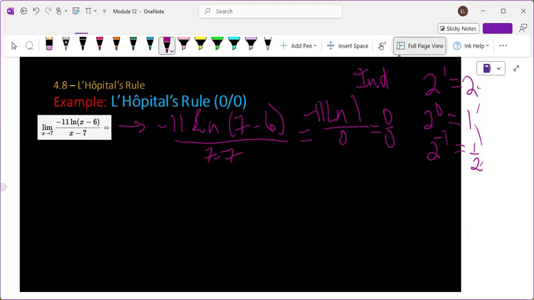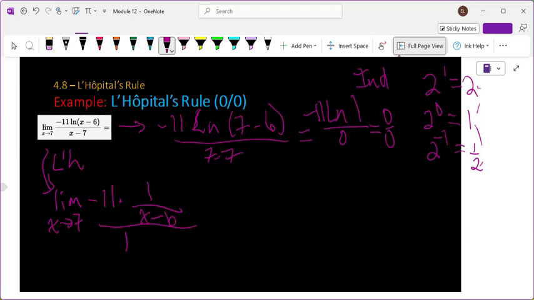So now we got to do derivatives. Well, derivative of the bottom's nice. I'll just skip to the bottom. That'll be 1. Because the constant would be 0, so I'm not even going to write it. Now, how do we do derivatives of natural logs? What does that end up happening? 1 over the thing we're taking the natural log of. So 1 over x minus 6.